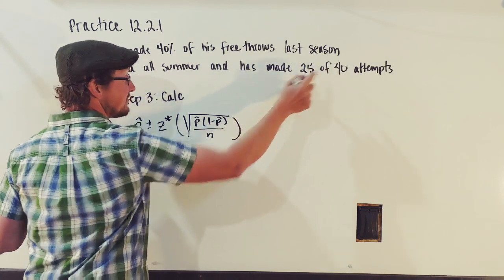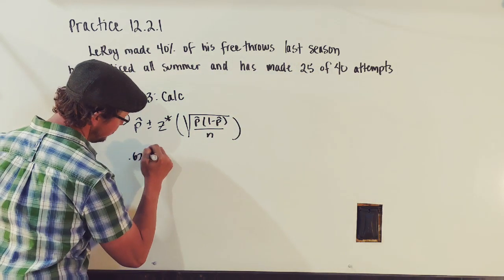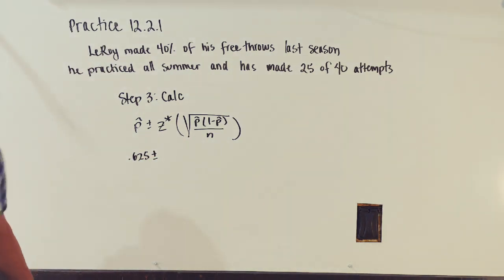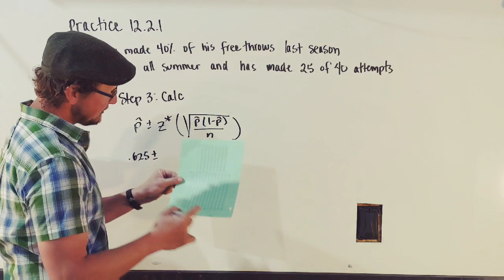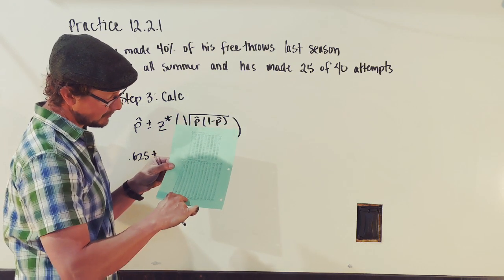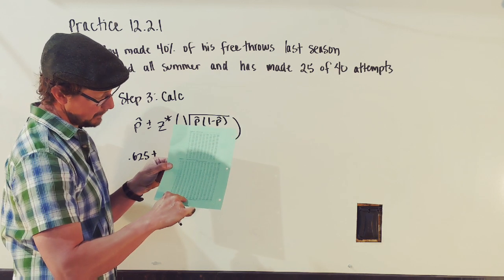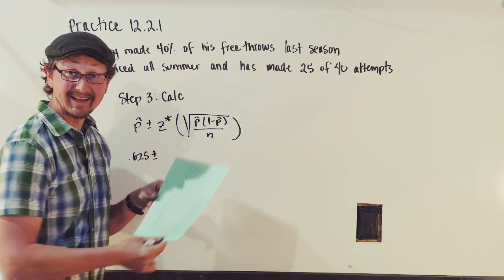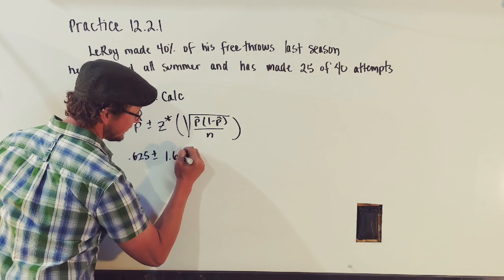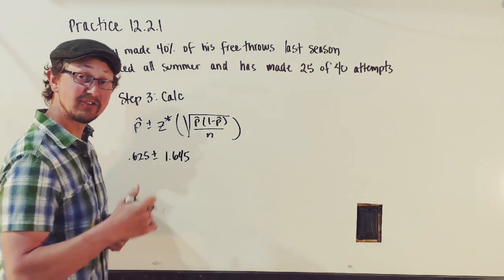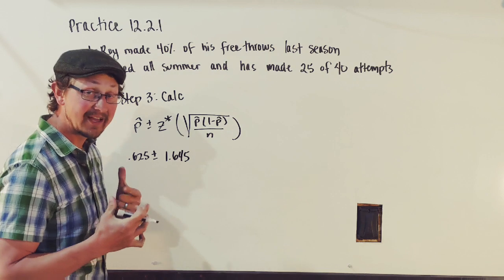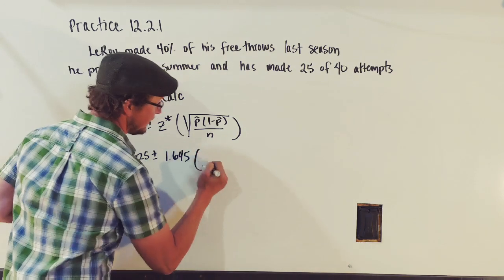P hat, that's 25 divided by 40, 0.625, plus or minus z star. For a 90% confidence interval, z star can be found on table C. I'm going to go all the way to the bottom, look at my confidence level for a 90% confidence interval. That is 1.645. Saying that if we are 1.645 standard deviations up and down from the mean, we will capture 90% of the observations.